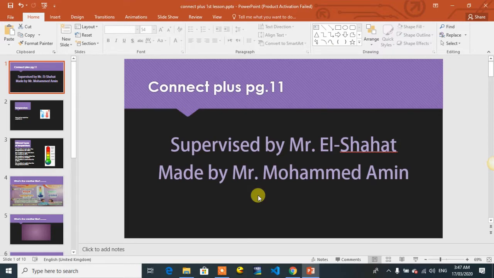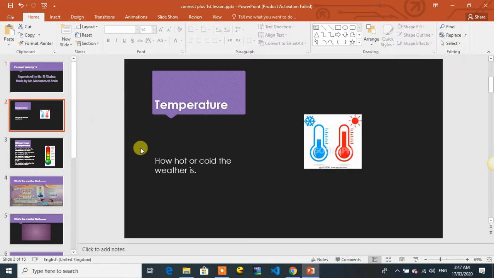And when we talk about temperature, we will see what is the relationship between temperature and the weather. Actually, the weather lesson was talking about how the weather is sunny, how the weather is windy, how the weather is snowy. But in the temperature lesson, we will know how hot or cold the weather is.